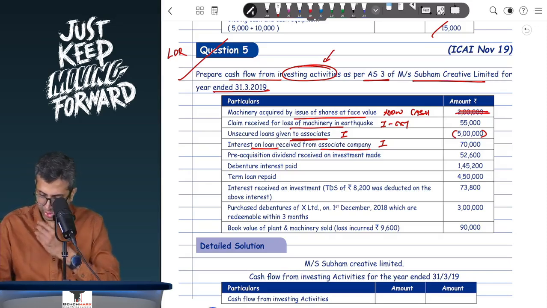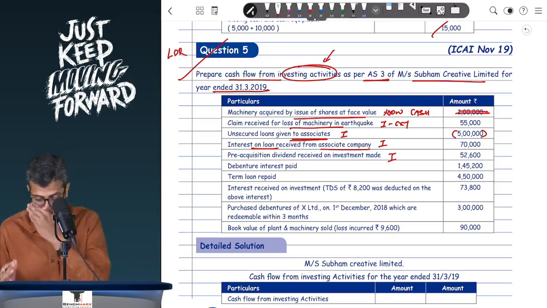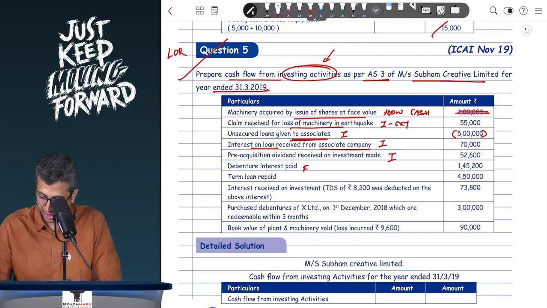Okay, pre-acquisition dividend received on investment date, whether it is pre-acquisition or post-acquisition, dividend received is received from investment and hence is investing in nature. Debenture interest paid, financing in nature. Term loan repaid, financing in nature.